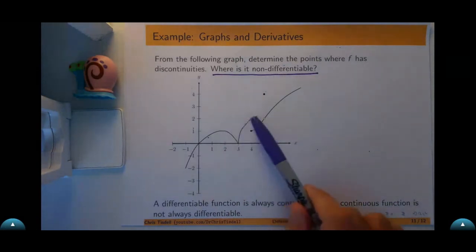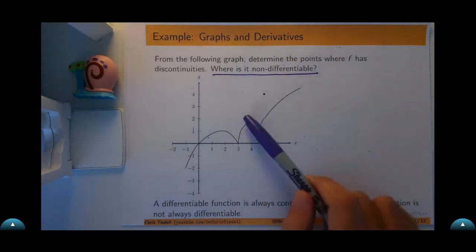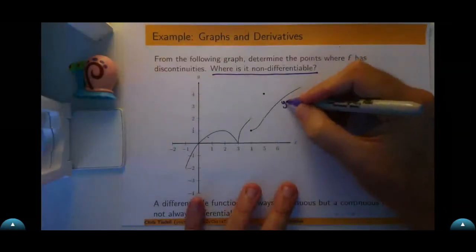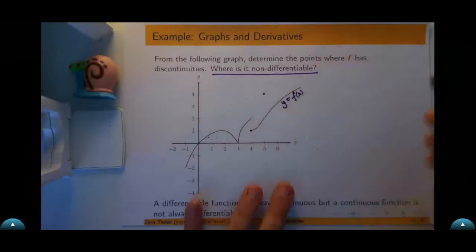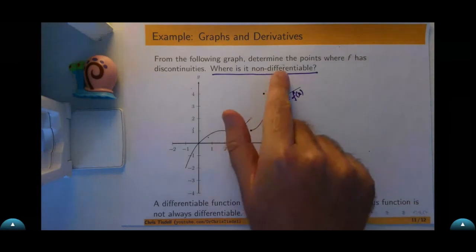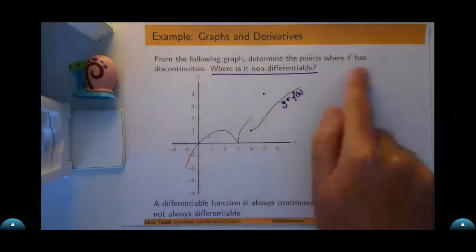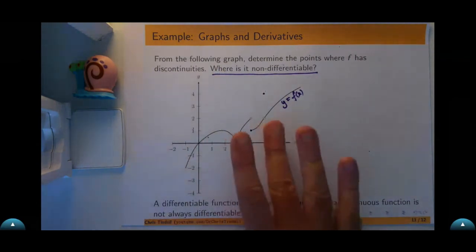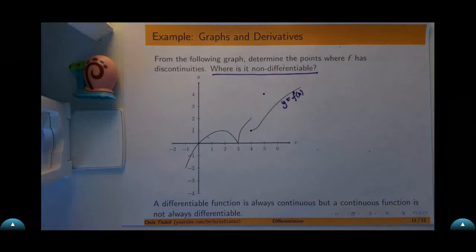One type of problem that you'll see involves a given graph. We don't know what the actual function is, so you can't compute the derivative explicitly, but you can try to work out what's going on from the graph. The first part, we'll move on to this bit later. Who can tell me where the function is discontinuous? If we're looking at this graph, at what x points does this function have discontinuities?